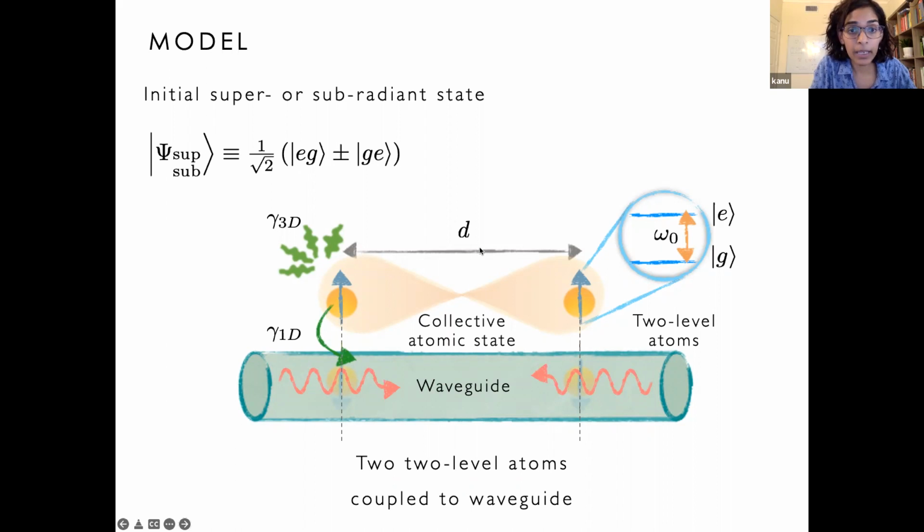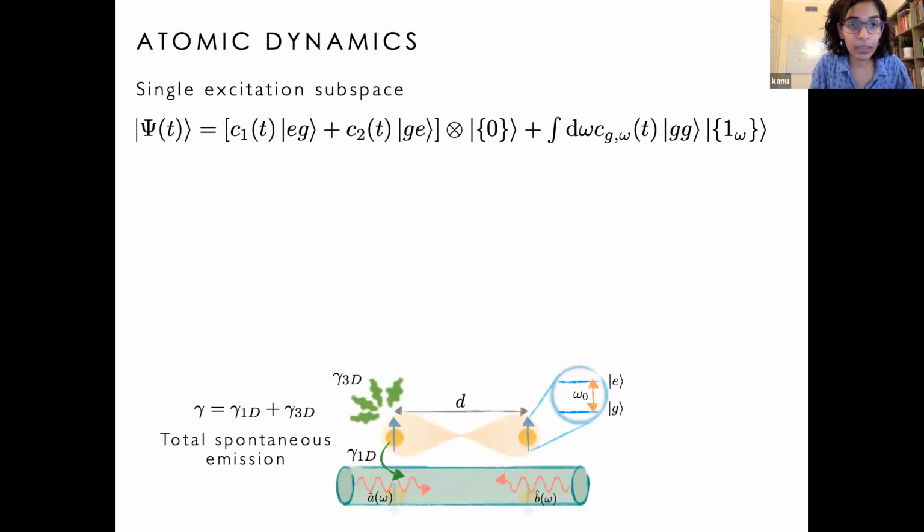Okay, and these atoms emit into the waveguide with some rate gamma 1D. We can describe the dynamics of the total system, assuming that they stay in a single excitation subspace, meaning that at most there's one excitation in each of the atoms or in the waveguide.